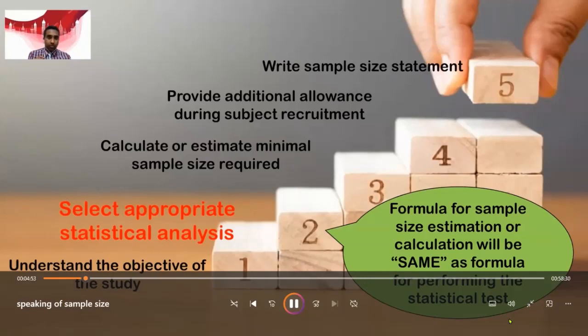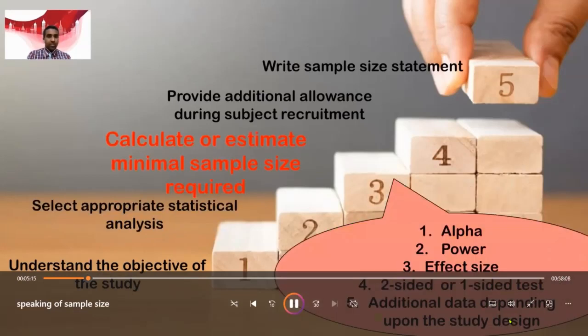the formula used for sample size estimation is the same as that of the statistical analysis you are going to use for your study design. So you need to know what statistical test you are going to use for your study design before calculating the sample size. The next step is estimation of the sample size by giving the ingredients like alpha, power, effect size. All these things we'll discuss.